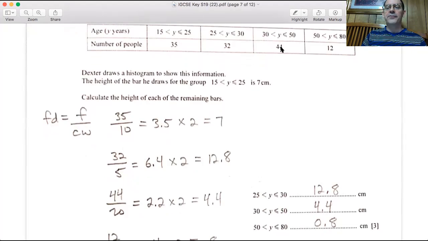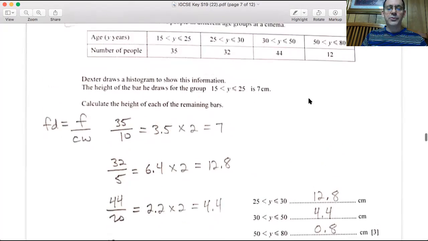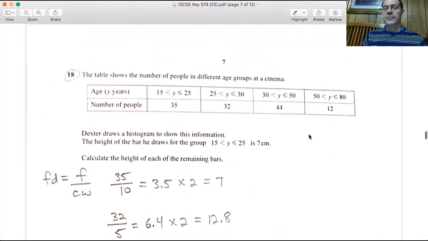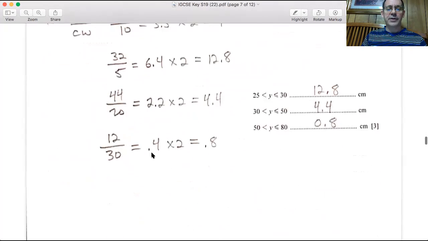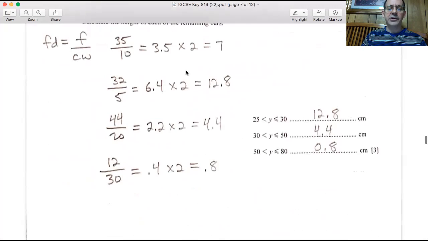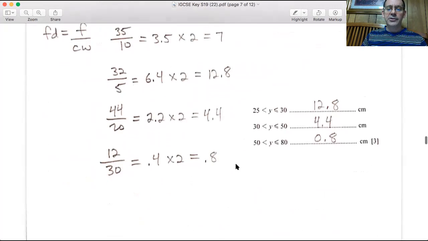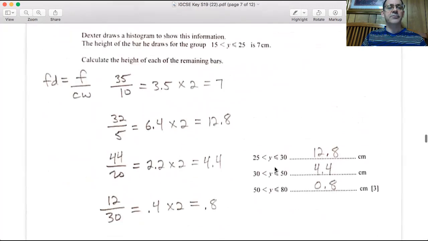Then we take 44 divided by 20 because the class width is 20, and we get 2.2 times 2 is 4.4. And then the last one is 12 divided by 30. 12 divided by 30 is 0.4. Again, multiply it by 2. Make sure you're consistent on all of them, and you get 0.8. So here are the 3 heights of the remaining sections of Dexter's histogram.